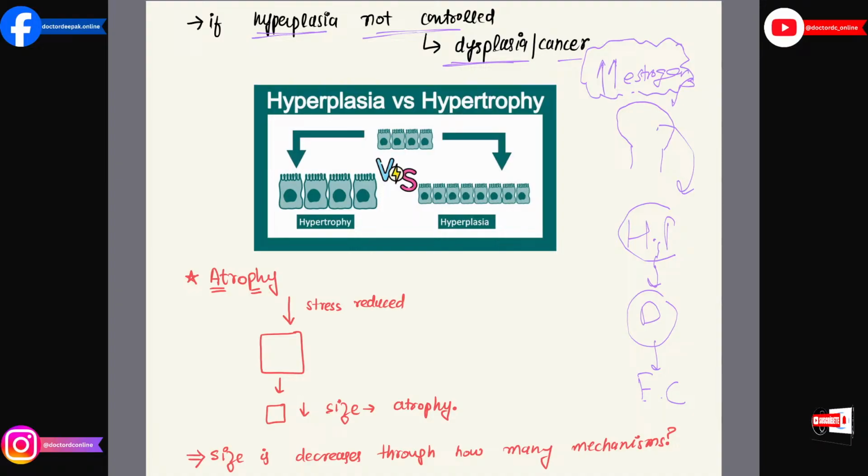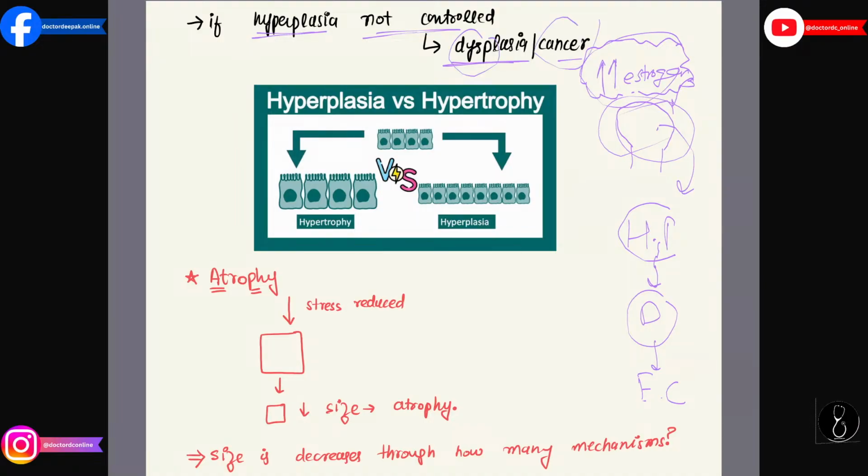So let's suppose we know that from obesity, if you have more fat, the estrogen will be more. And if you have more estrogen, it will go and stimulate the uterus. And if the uterus is continuously stimulated, that hyperplasia, if not controlled, will progress into a pre-cancer state, which is called dysplasia. And that dysplasia can become cancer.